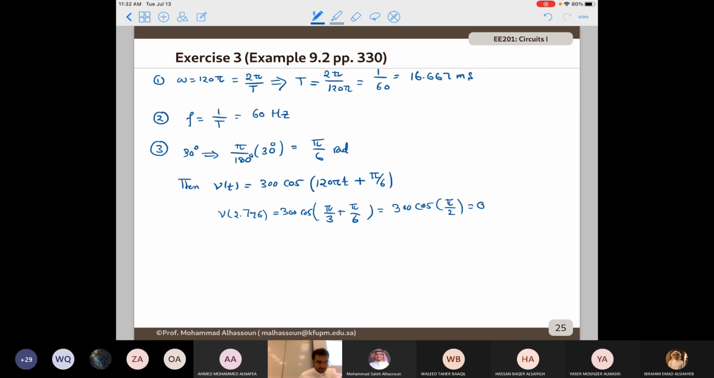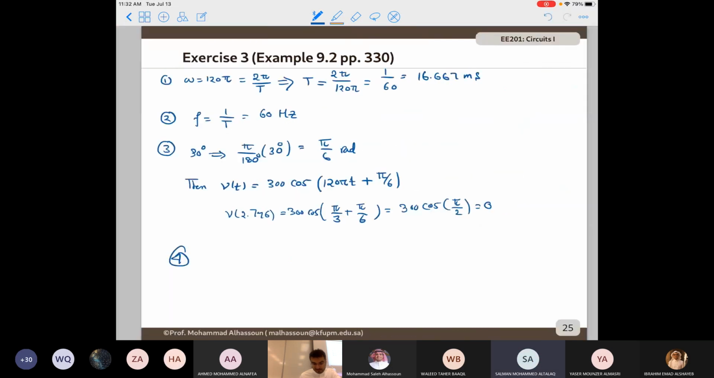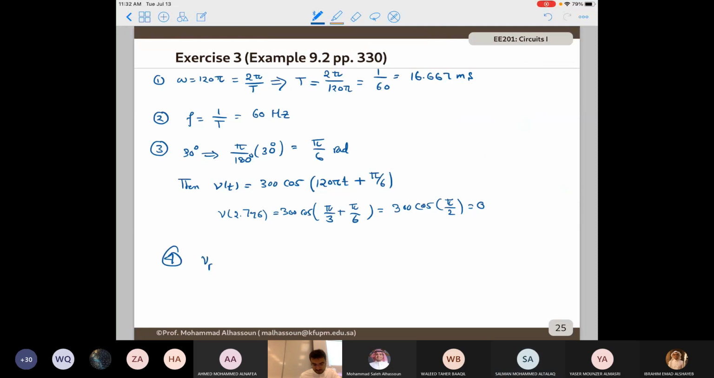So the value is 0. But the last piece of information that we need is the RMS value of V. So what is the RMS value of V, Salman? It is 300 over root 2. Yes. 300 divided by square root of 2. So 212.13 volts.